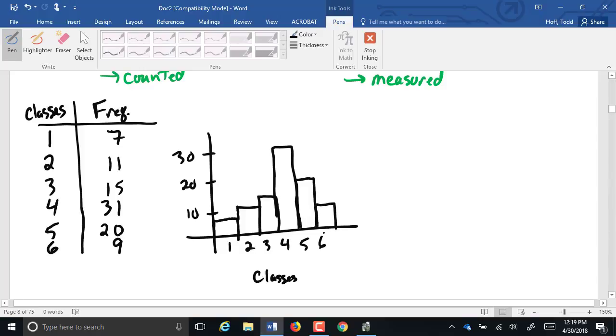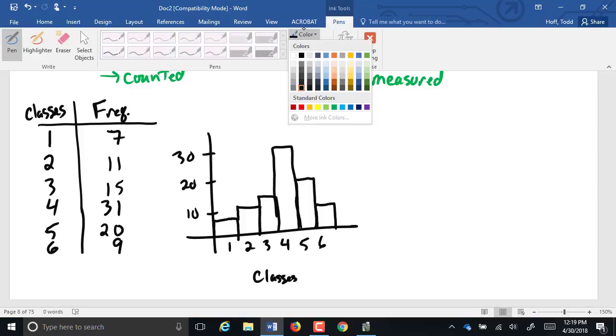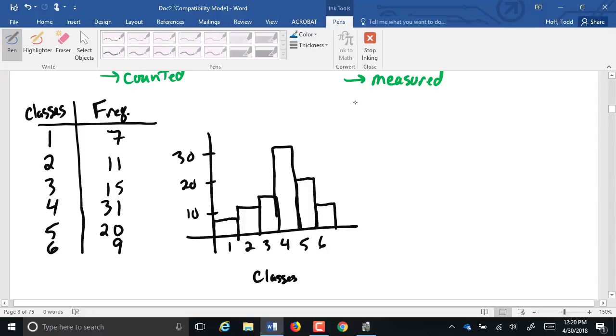You'll notice, unlike the categorical data where those bars had space between them, here the bars are tight together. The reason for that is there is a logical connection from 1 to 2 and 2 to 3. So when we do numerical data, we tend to put the bars tight together. So discrete, that's really the only difference between the discrete data and the categorical data.